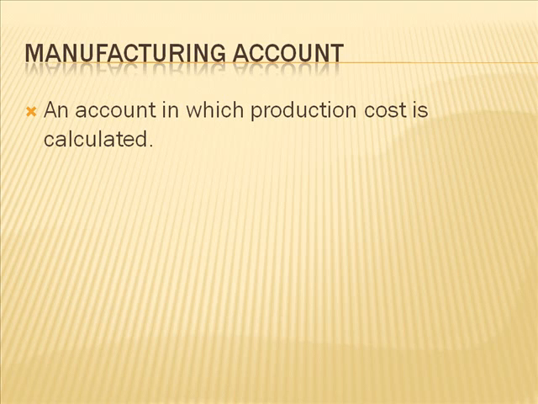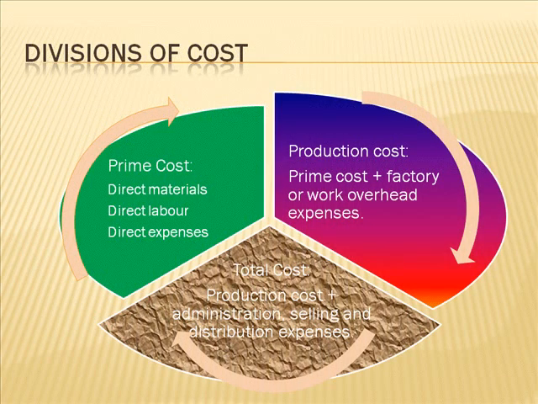So therefore, the manufacturing account is used by companies that produce goods for sale. Friends, in a manufacturing firm, the costs are divided into different types, and they may be summarized as follows. Firstly, we have prime costs, then production costs, then total cost. Prime cost includes, as you can see on the screen, direct materials, direct labor, and direct expenses.